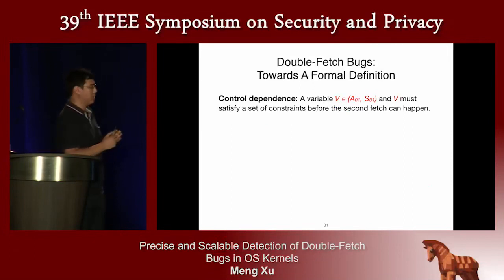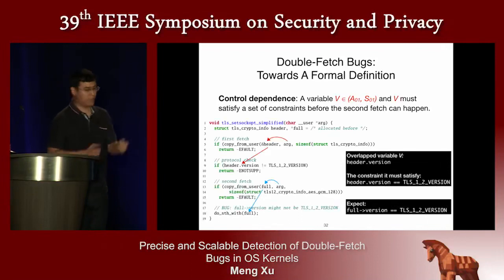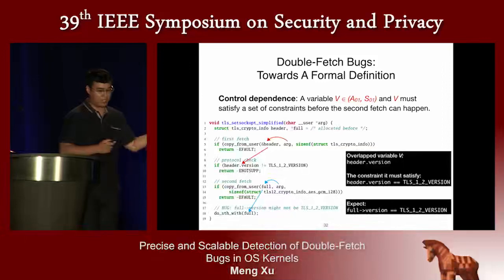So what makes it a double fetch bug is that you have to establish some relationship between the two fetches. One kind of relationship is called control dependence. What it means is that the variable has to stay in the overlap region, and in order for the control flow to reach the second fetch, this variable has to satisfy some conditions. For example, in this case, in order to reach the second fetch, the header.version must be TLS 1.2.